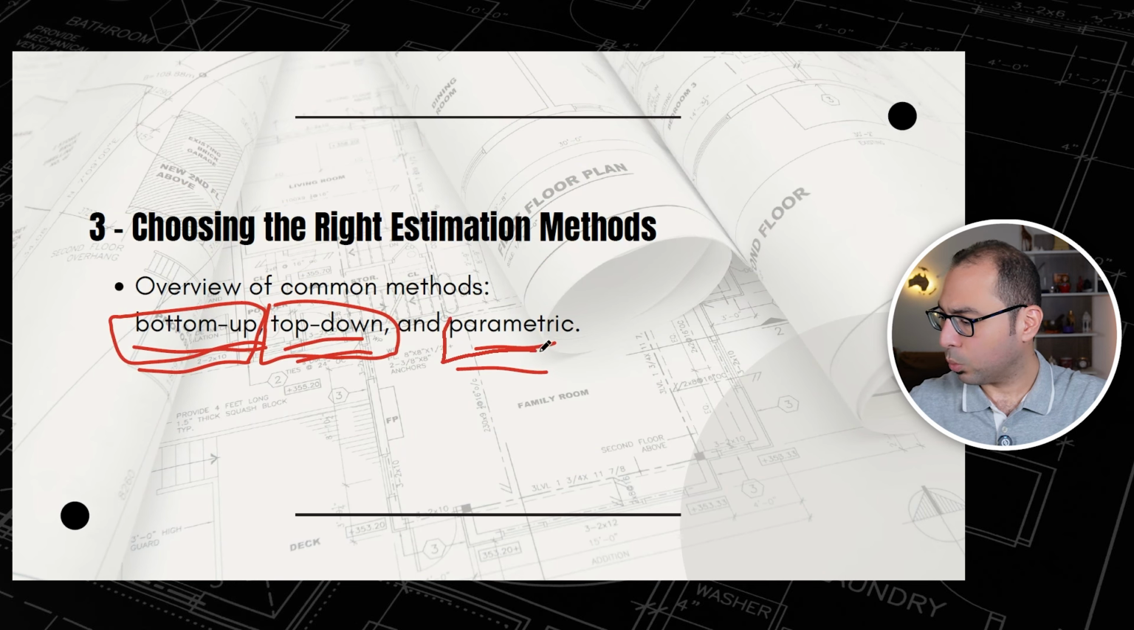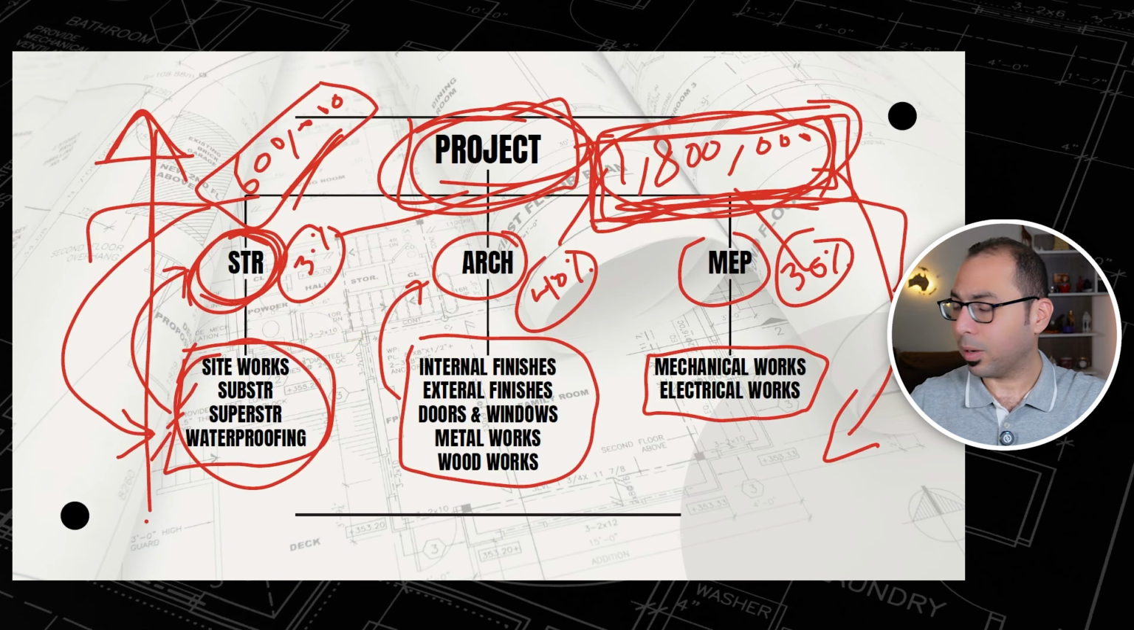The third one here, which is the parametric. The parametric is that it's similar when you have the rate per square meter or square foot, and you just go and multiply this rate by the built up area and you get the project amount.